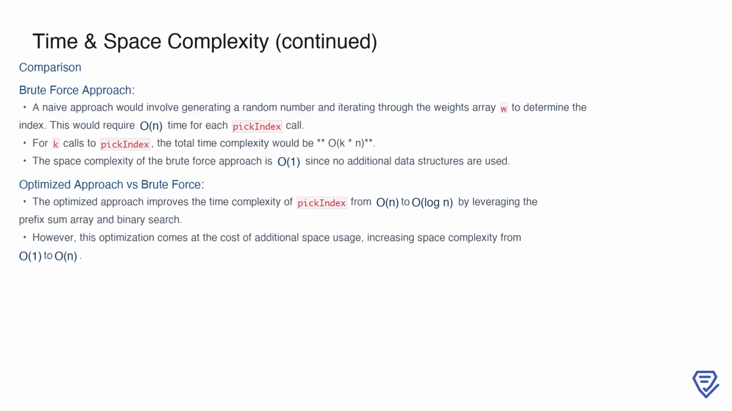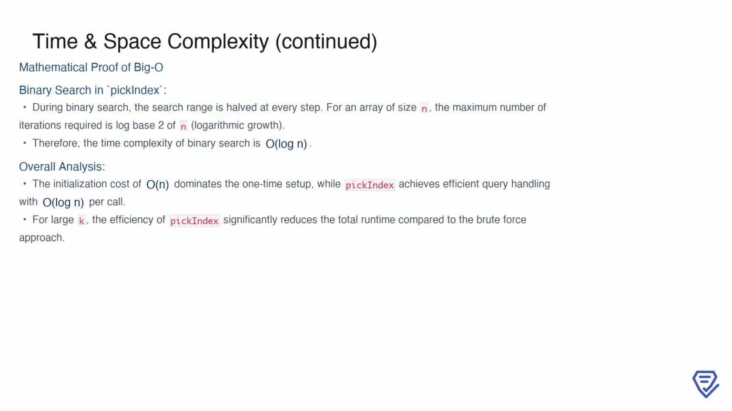Now, the optimized approach significantly reduces the time complexity of pickIndex to O(log n), using the prefix sum array in binary search. However, this improvement comes with a trade-off. The space complexity increases from O(1) to O(n) because of the additional storage for the prefix sums. The mathematical reasoning behind the efficiency of the optimized approach lies in the behavior of binary search.